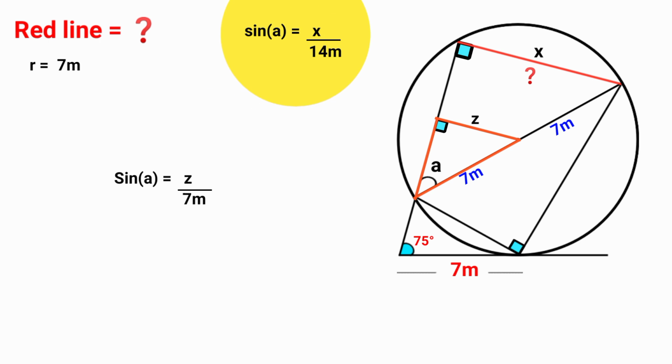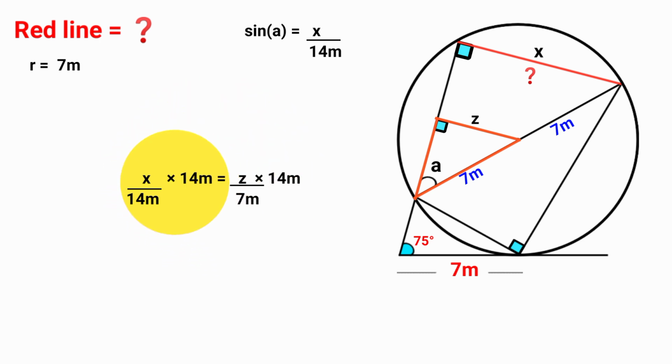Recall here sin A equals x over 14 meters. Substitute here. Now x over 14 meters equals z over 7 meters. Multiply both sides by 14 meters. Here 14 meters cancels 14 meters, while here this 14 meters divided by this 7 meters is 2. z times 2 is 2z. So x equals 2z. Now what is z? We don't know.